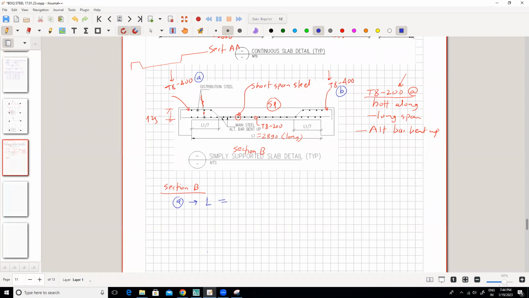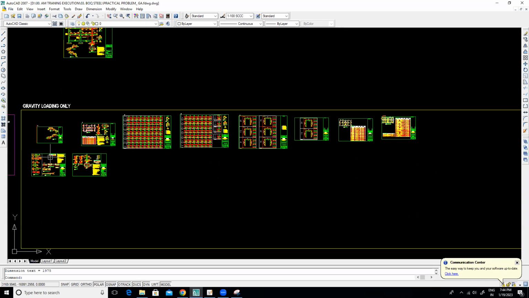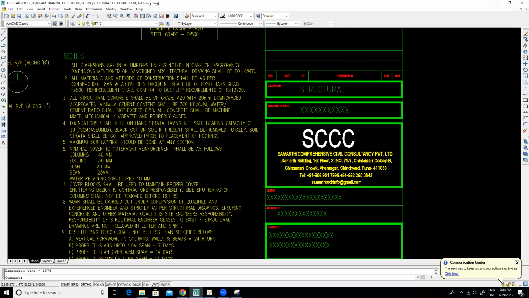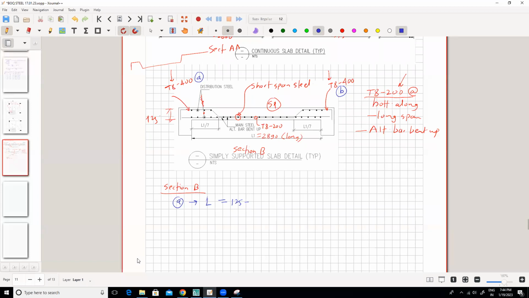This L. So L is 125 minus cover to the slab. How much is the cover to the slab? Is it 20? What is given in the drawing? Yes, in the slab it is 20 mm. Okay, so 125 minus 25 minus 25, this is your L length. This one. Now from here to here, how much will it be? Don't know yet. So how to calculate this?